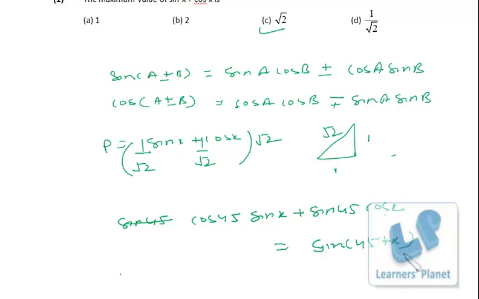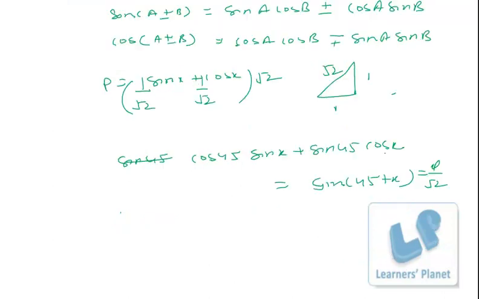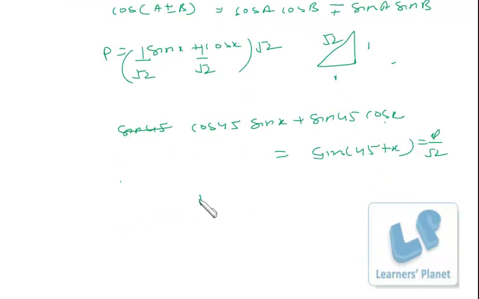Now once again sin theta, and this is actually p by root 2. Okay, p was sin x plus cos x. This is actually p. Okay, so sin of 45 plus x, the values will be between minus 1 to 1. So p by root 2 will be greater than or equal to minus 1 and less than or equal to 1. So p is greater than or equal to minus root 2 and less than or equal to root 2.